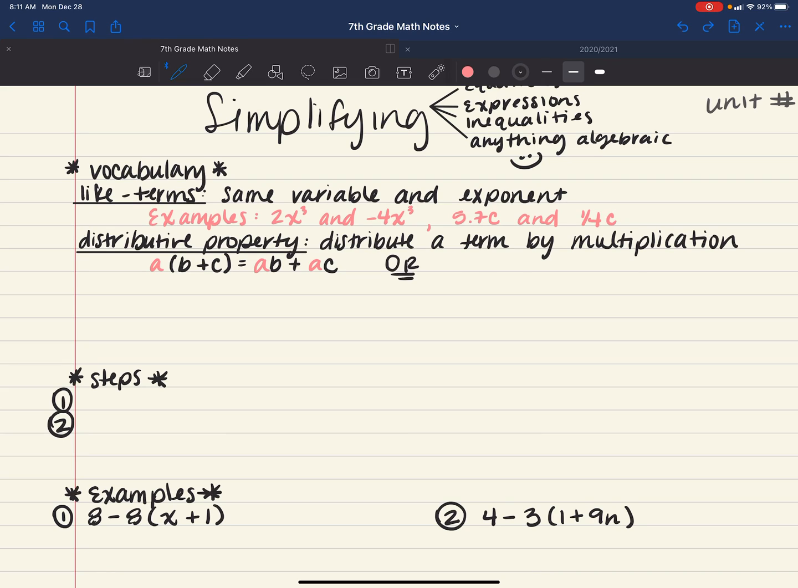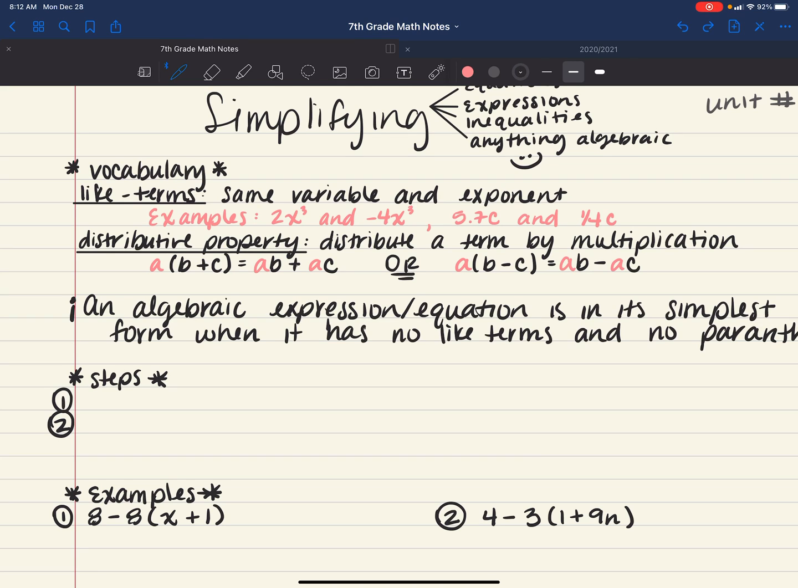Same thing if it's negative. A is still multiplying the difference of B and C. So A times B is AB, and then A times negative C is negative AC. AB minus AC. And you're thinking, oh my gosh, Miss Palmer, I have no idea what you just said, just a bunch of letters. Hopefully, as we go through some examples, it will make sense to you. You'll be like, oh, of course.